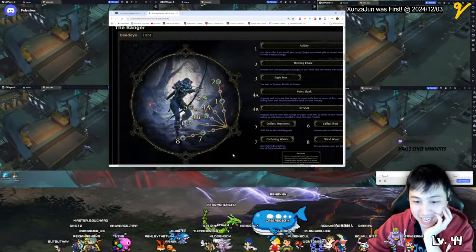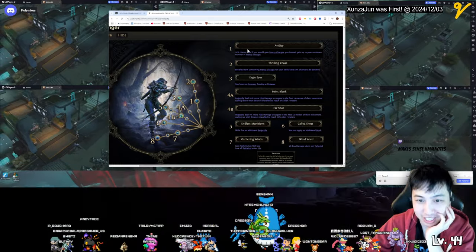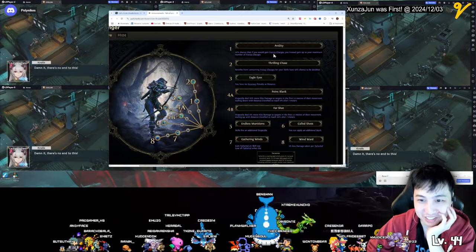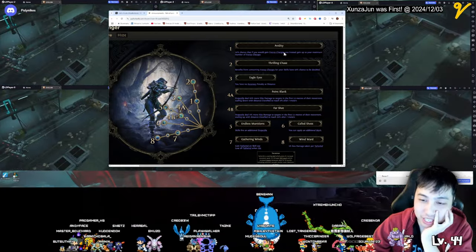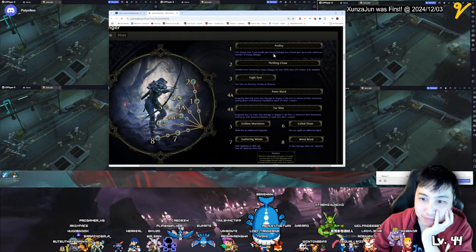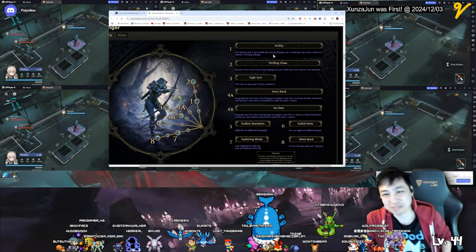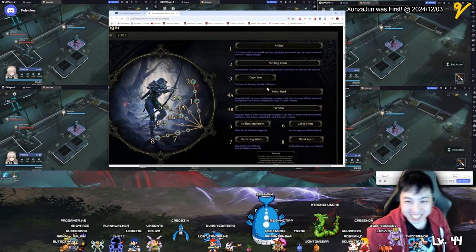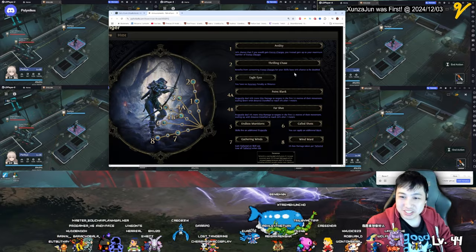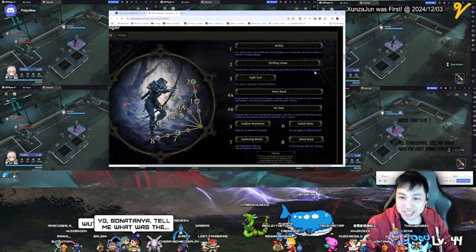Then we got Deadeye, or Hawkeye, whichever. 30% chance that if you were to gain frenzy charges, you would gain the maximum number. Damn, this is a 30% chance you just get full charges. Benefits from consuming charges of your skill have a 50% chance to be doubled.